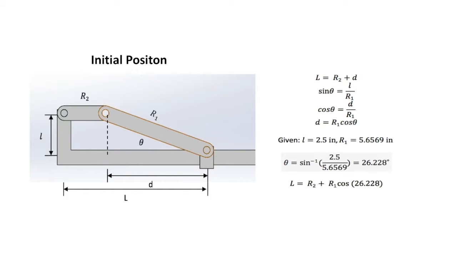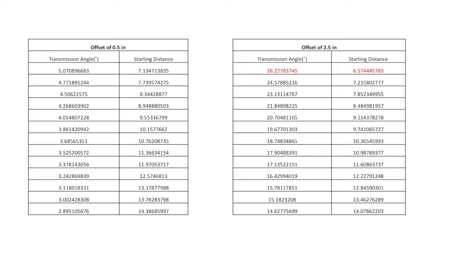5.6569. Examining the initial position, we were able to calculate the transmission angle and the starting position of the slider, which all depends on what offset we use to torque the legs into position. We decided to use a 2.5-inch offset, having a transmission angle of 26.23 degrees and 6.57 inches from the center of the table. The goal for this analysis was to find the input torque needed to deploy the mechanism's legs.